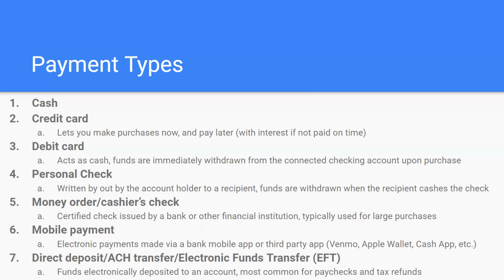There's also direct deposit, ACH transfer, and electronic funds transfers. These are when funds are electronically deposited into an account. This is most common for when people get paid on payday and also for tax refunds. So this is a list of the most common payment types you'll encounter, but there's probably a couple of others that may not be on this list.